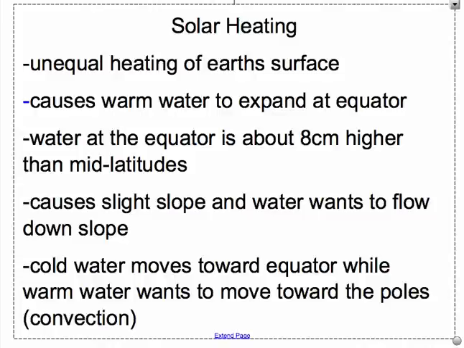So, solar heating. We've talked about this a lot with our globe information and pressure belts and all that jazz. Unequal heating of Earth's surface causes warm water to expand at the equator. Water at the equator is actually about 8 centimeters higher than at mid-latitudes, so it bulges. And that causes a slight slope, and water wants to flow down slope, whether it's a bulge of water or a mountain. Cold water moves toward the equator, while warm water wants to move towards the poles. So you could think of it as kind of like a horizontal convection current.